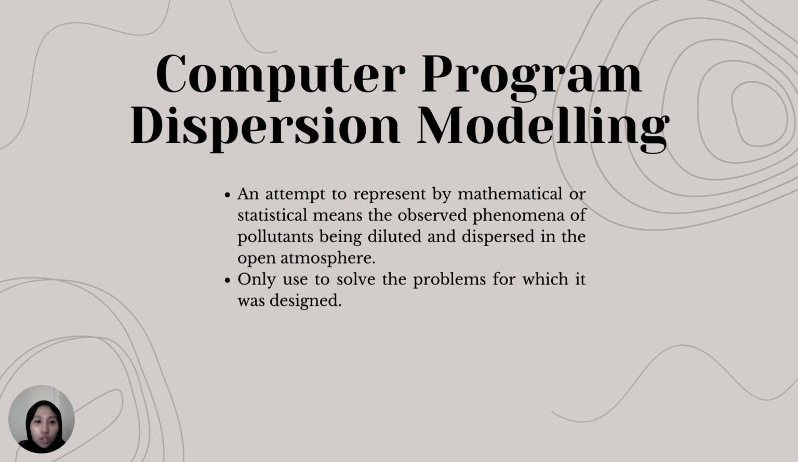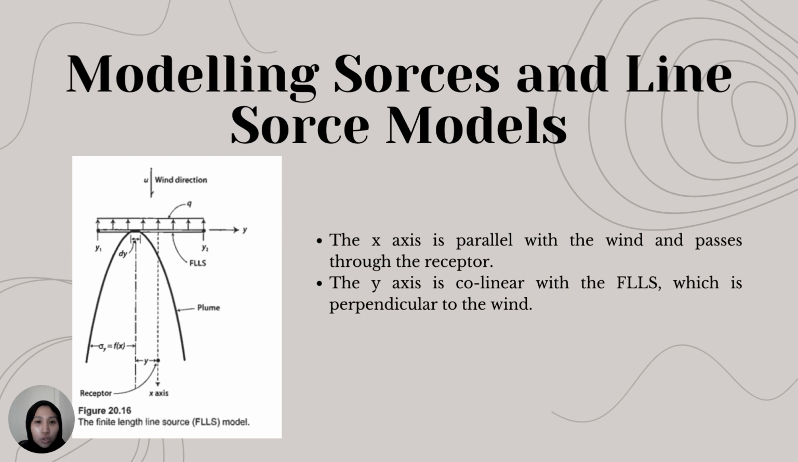A computer program for dispersion modeling is an attempt to represent by mathematical or statistical means the observed phenomena of pollutants being diluted and dispersed in the open atmosphere. Although many different models have been tried, with varying degrees of success, the most widely used today are the Gaussian-based models, and they are only used to solve the problems for which they were designed. The modeling of line source models.